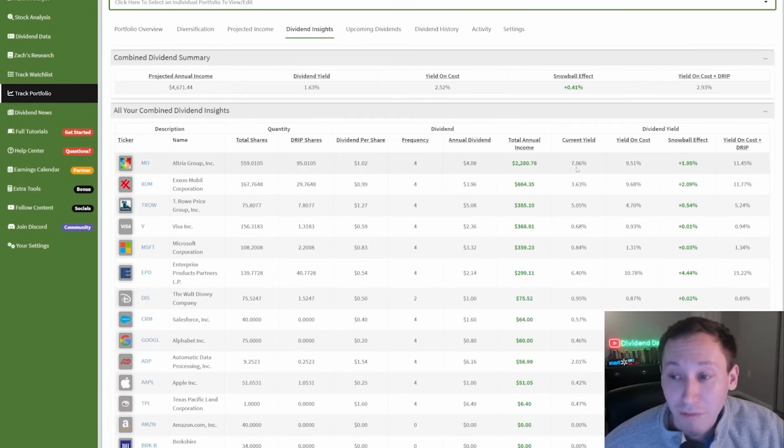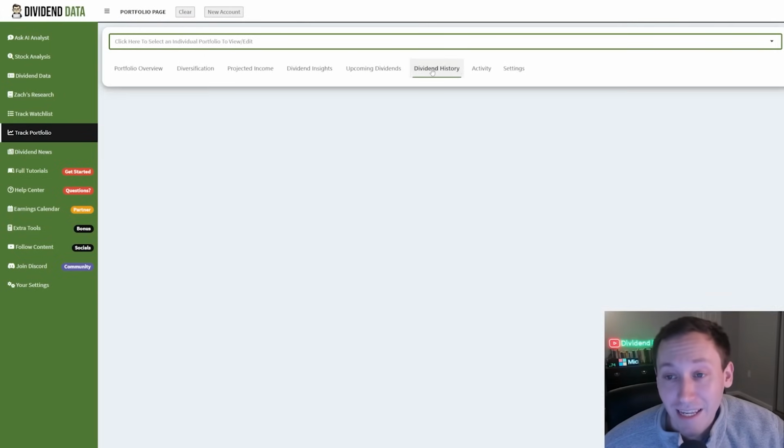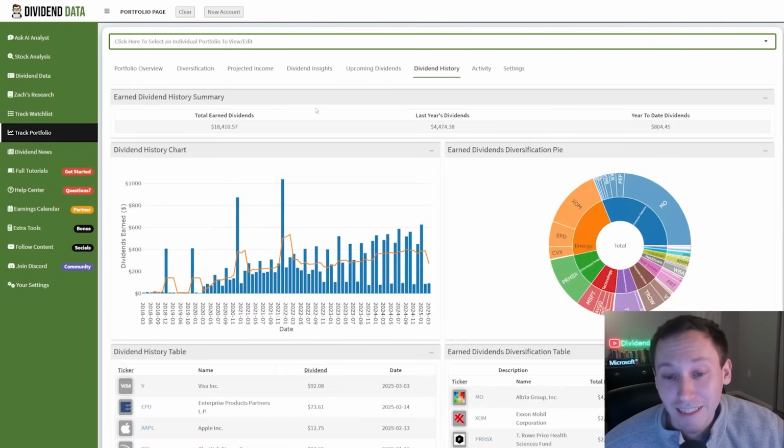So for example, that could be things like the current yield, your yield on cost. And for us, if you choose to manually track your portfolio, you can even track DRIP shares, which are shares from dividend reinvestment. So if you're tracking manually, you can get this dividend snowball effect. You can also see your upcoming dividend payments and track your earned dividend income history.